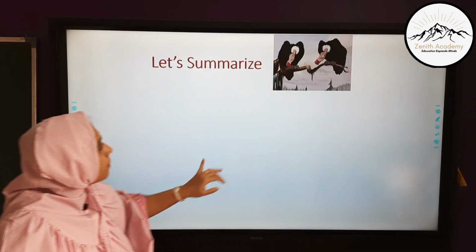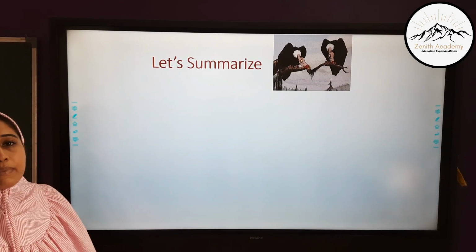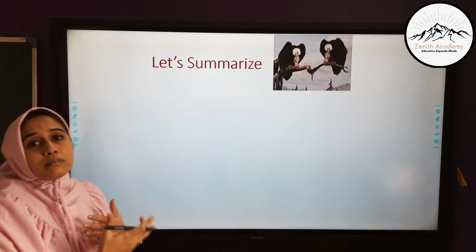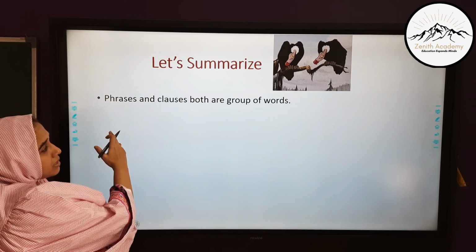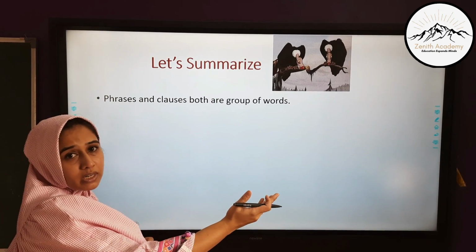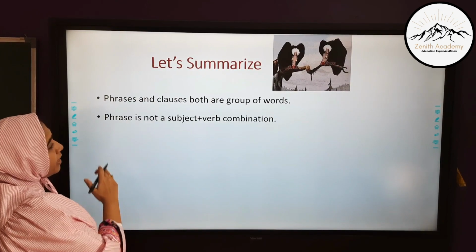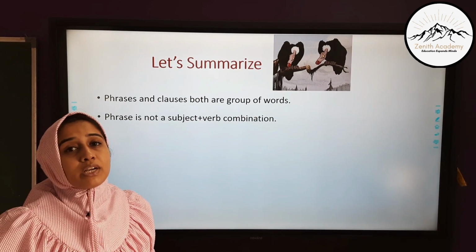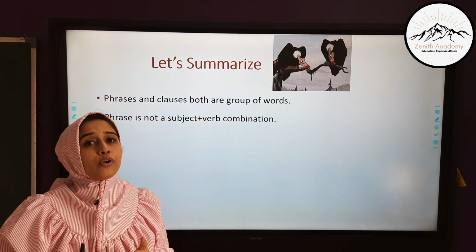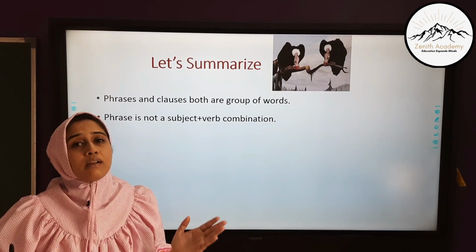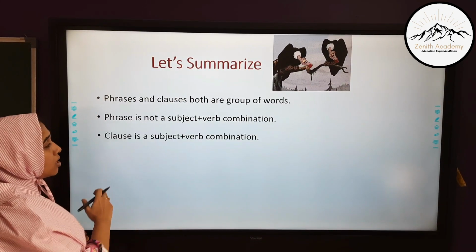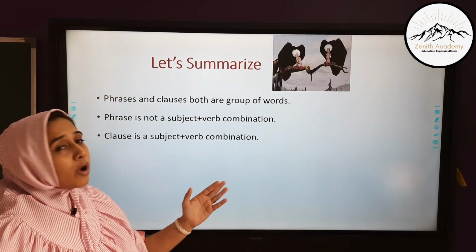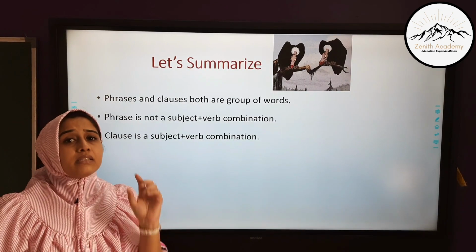Let's move ahead. So here we summarize the entire video in a few points. Phrases and clauses both are groups of words. A phrase is not a subject-verb combination. It is just a group of words which does not convey an entire logical meaning. A clause is a subject plus verb combination and it conveys a meaning.